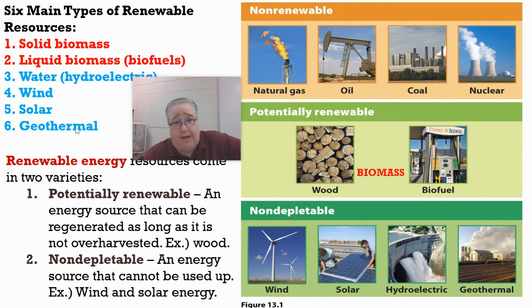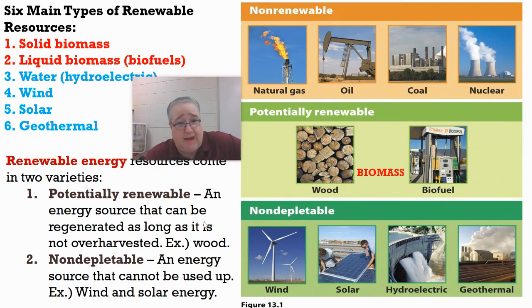So the ones we're going to look at are solid biomass and liquid biomass, which are kind of their own category. I'll explain why that is in a minute. Then water, hydroelectric, wind, solar, and geothermal. Now, anytime we're talking about renewable energy, these are things that we can use over and over again. So we're not going to worry too much about them being depleted or running out. But we do put them into two categories: potentially renewable.